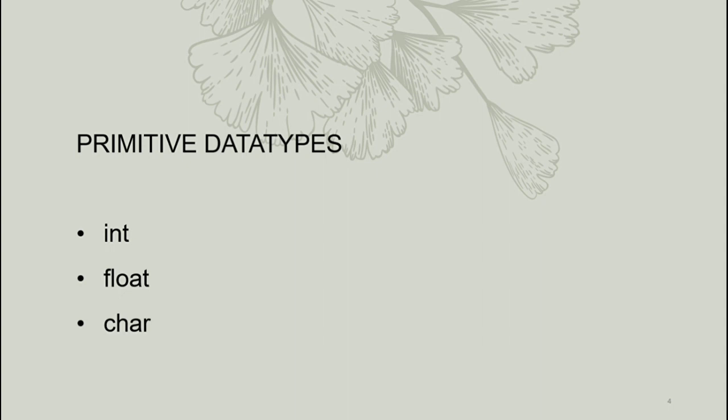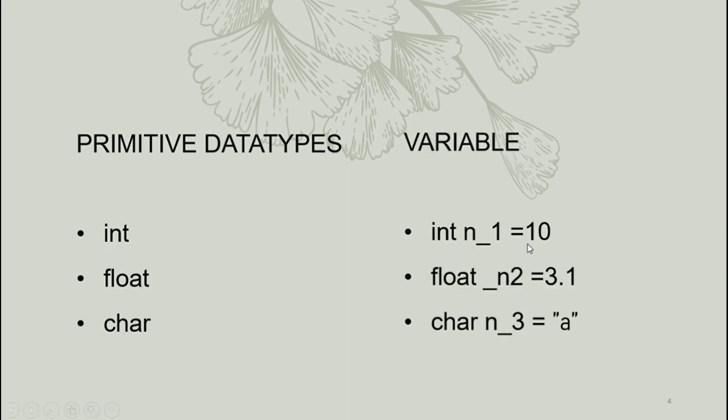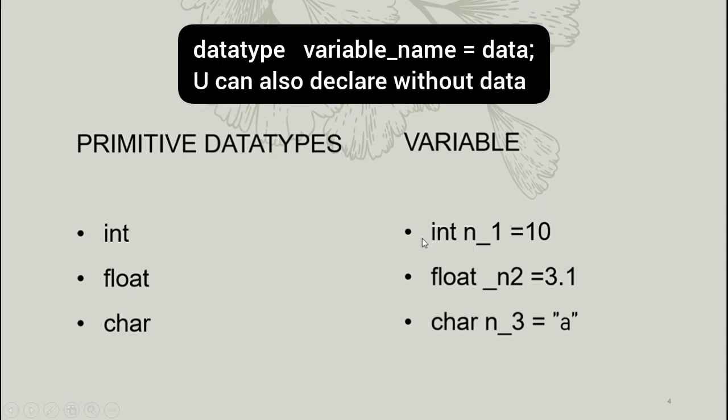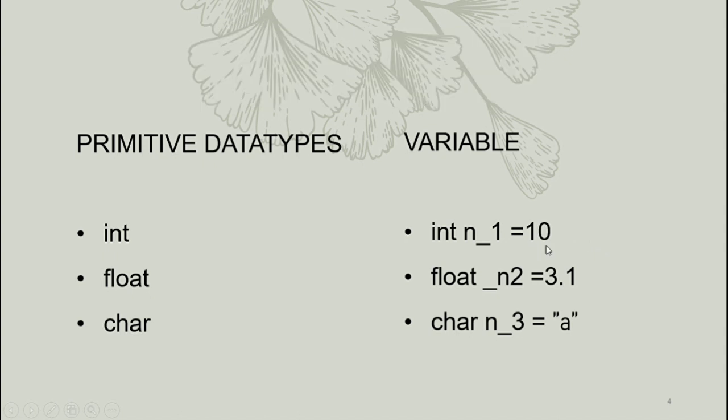Okay, now what is meant by declaration and how to declare? Now you want to declare this 10, and this 10 is integer data, so you use this int keyword in front of the declaration. And now what is this n_1? n_1 is nothing but the variable name. So the syntax to declare is your data type, space, your variable name, equal to, your data. In this case it is 10.